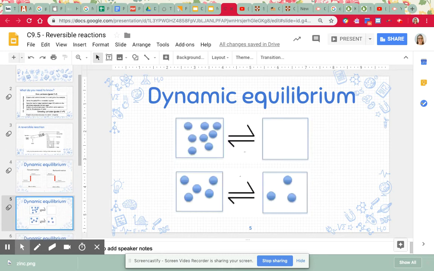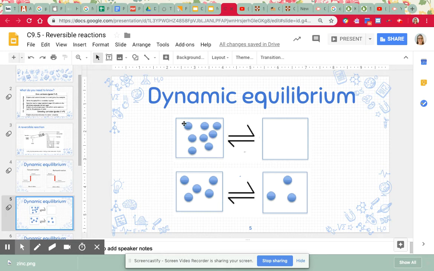Now, this thing called dynamic equilibrium happens when the forward reaction is equal to the backward reaction. If we take the start of the reaction, for example, let's take all of our blue hydrated copper sulfate. Now, say we put it in a closed system where we have the same amount of water and we kept adding and kept taking away.